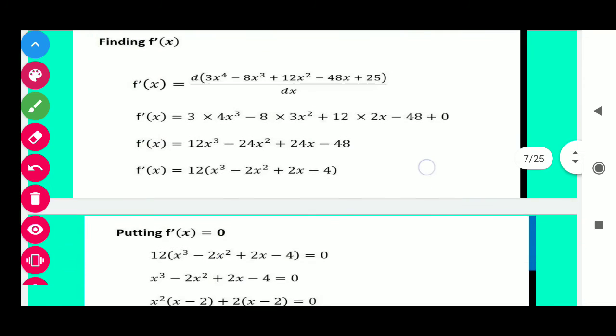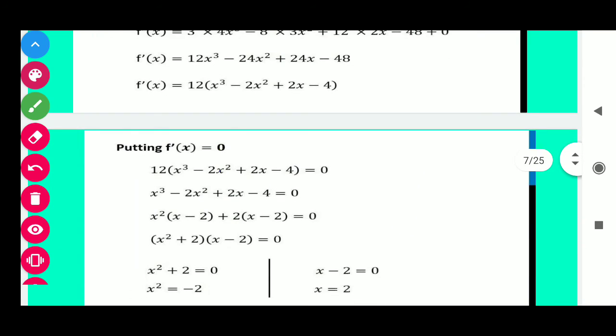Now students, make its factors. You can do this by using synthetic division. We have already discussed synthetic division. By using synthetic division, make its factors, and you will get the factors x square plus 2 and x minus 2 equals 0.